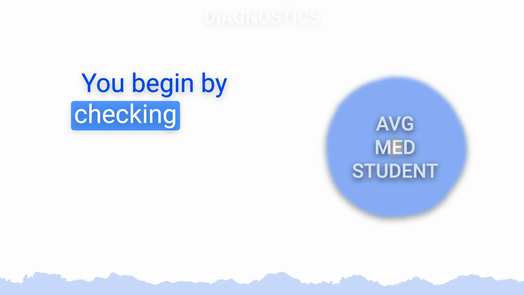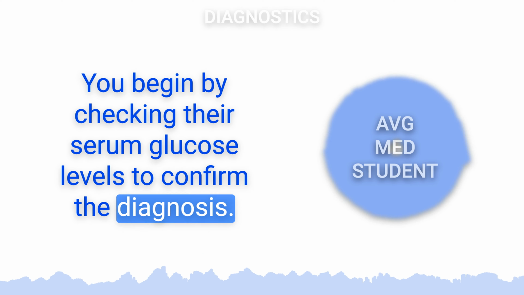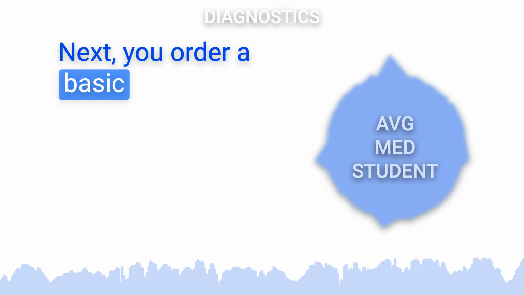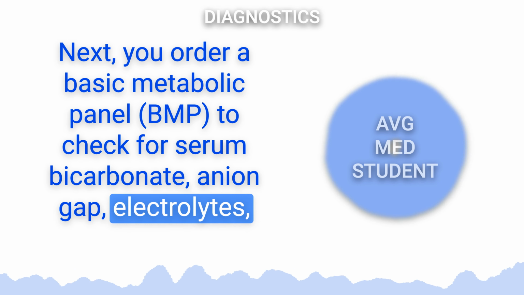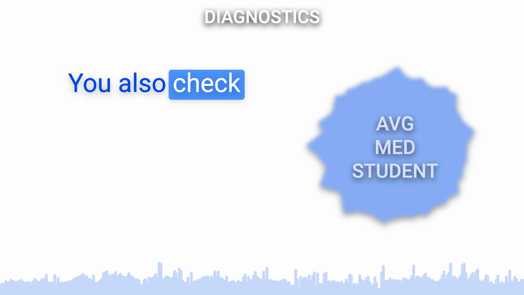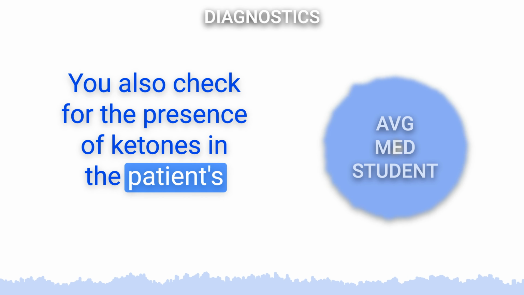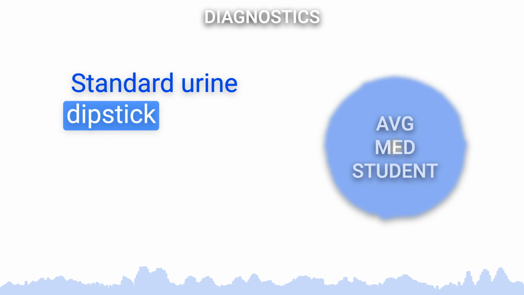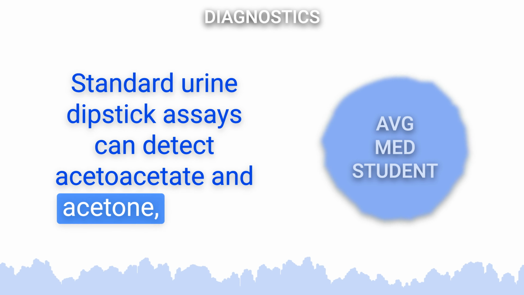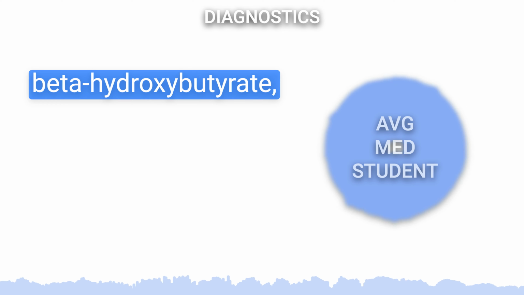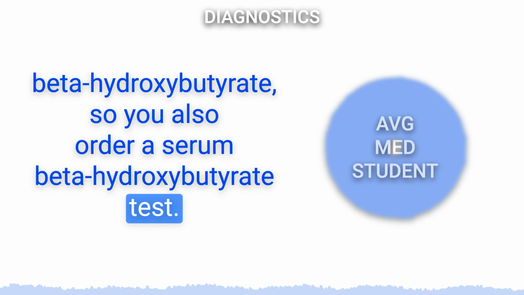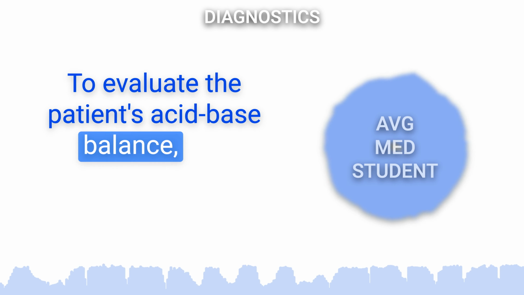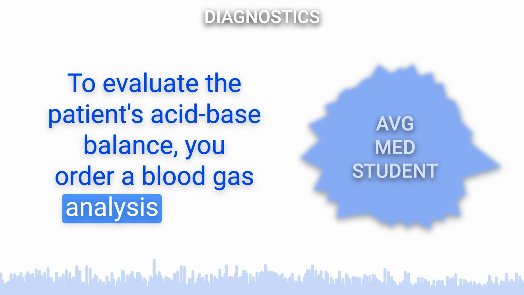You begin by checking their serum glucose levels to confirm the diagnosis. Next, you order a basic metabolic panel to check for serum bicarbonate, anion gap, electrolytes, and renal function. You also check for the presence of ketones in the patient's urine and serum. Standard urine dipstick assays can detect acetoacetate and acetone, but not beta-hydroxybutyrate, so you also order a serum beta-hydroxybutyrate test. To evaluate the patient's acid-base balance, you order a blood gas analysis for pH.